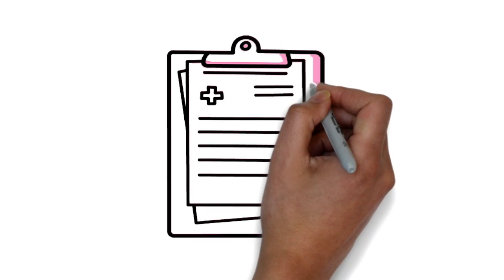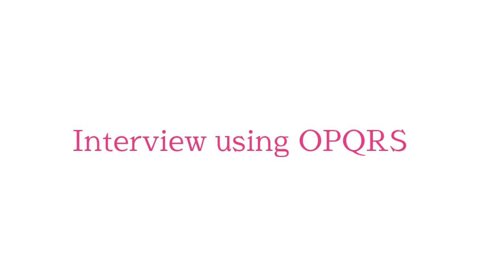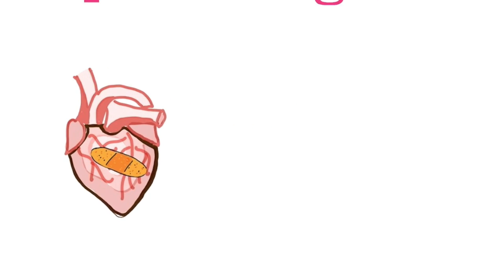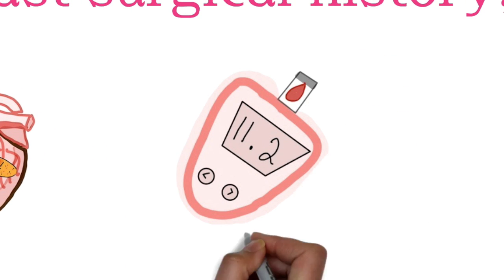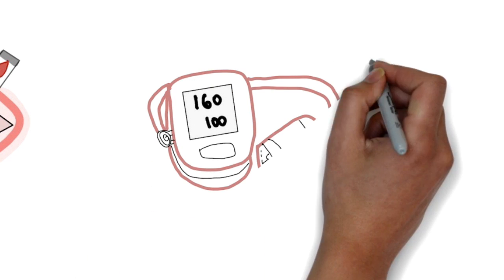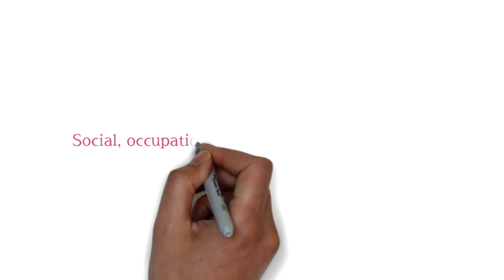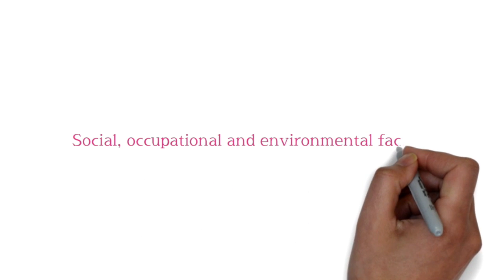The health assessment includes health history, physical examination, and diagnostic studies. The health history or interview should include OPQRST, past medical history, and family history. Significant factors include heart disease, diabetes, and hypertension. Social, occupational, and environmental factors should also be included because smoking is a risk factor for CKD.